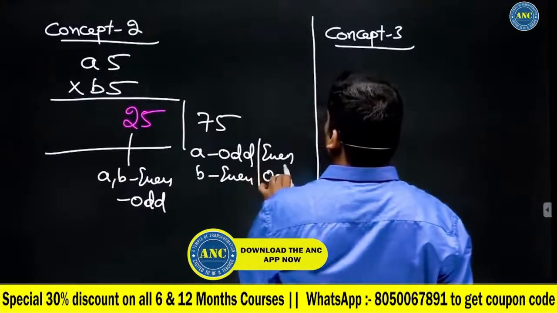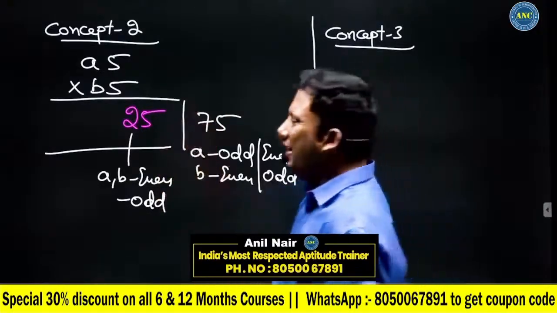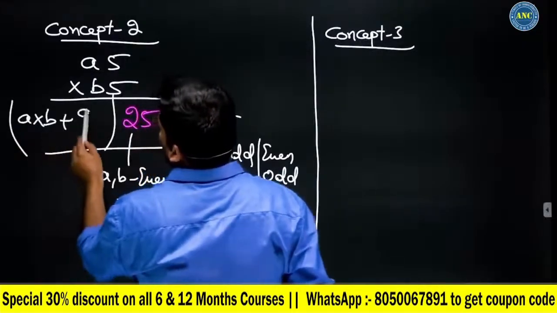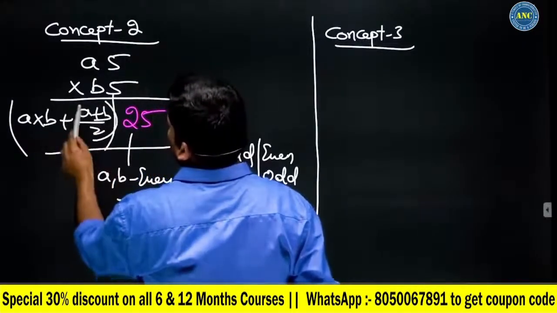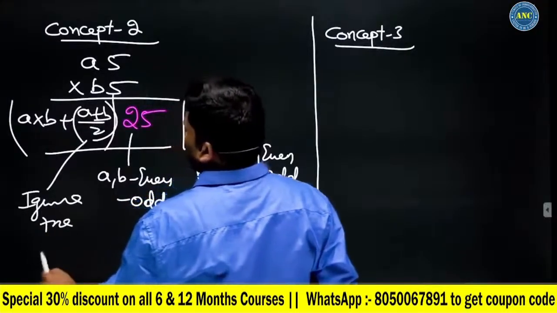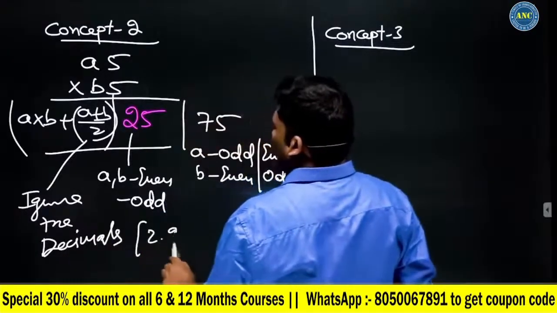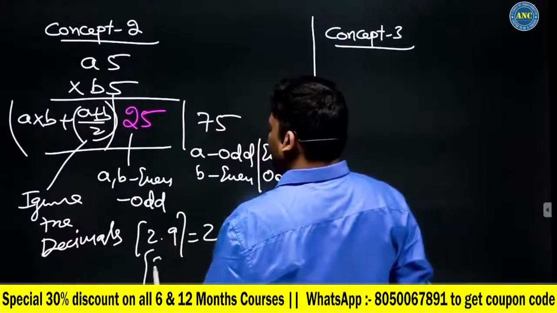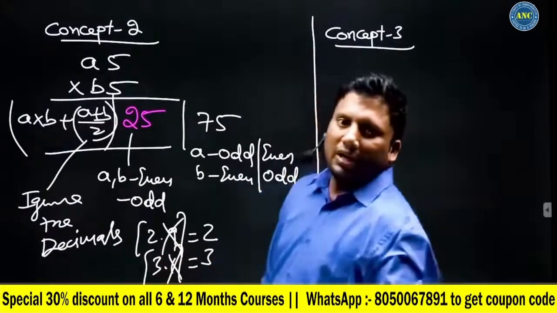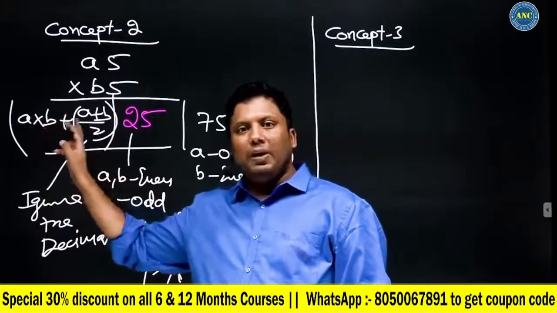One is even, another is odd. This is what we discussed. We will discuss the entire number. The number before the last two digits is given by A into B plus (A plus B) by 2. Here, if you get any decimal, ignore the decimal. 2.9 is 2, 3.1 is 3. Everything after the dot, remove it. A5 into B5: A into B plus (A plus B) by 2.